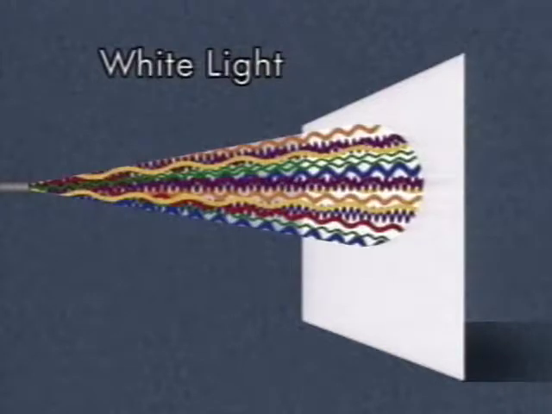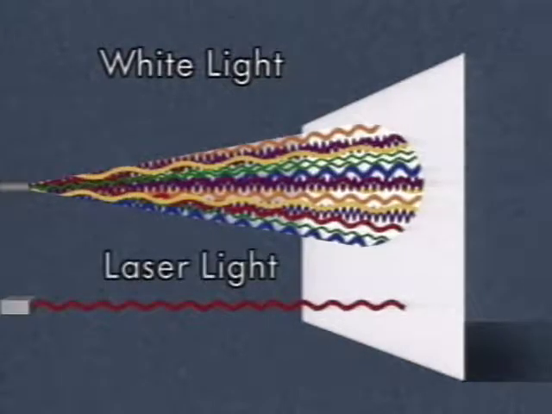Sunlight, incandescent, and fluorescent lights contain all the colors of light, each with its own wavelength. Because each wavelength is different, they interfere with each other as they travel, causing the beam of light to spread out. Laser light, on the other hand, contains only one color, and so only one wavelength. Because it has only one wavelength, there's no interference, and the beam doesn't spread out.